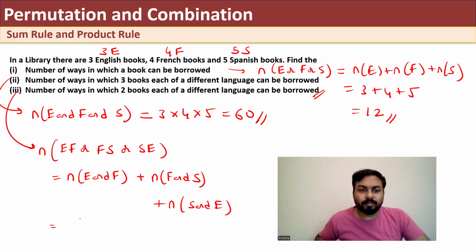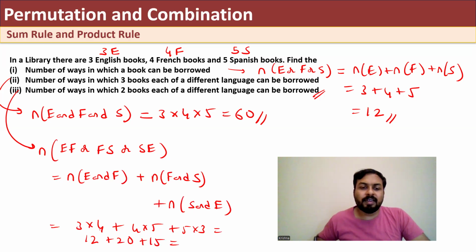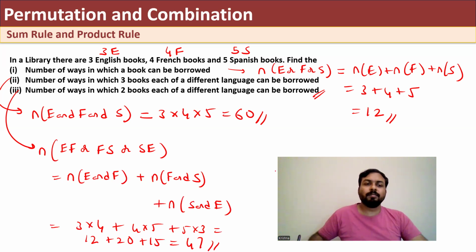English. So how many ways can I borrow English and French? 3 into 4. How many ways French and Spanish? 4 into 5. And how many ways Spanish and English? 5 into 3. So how much is that? 12 plus 20 plus 15, which is 47 is the answer. All right.